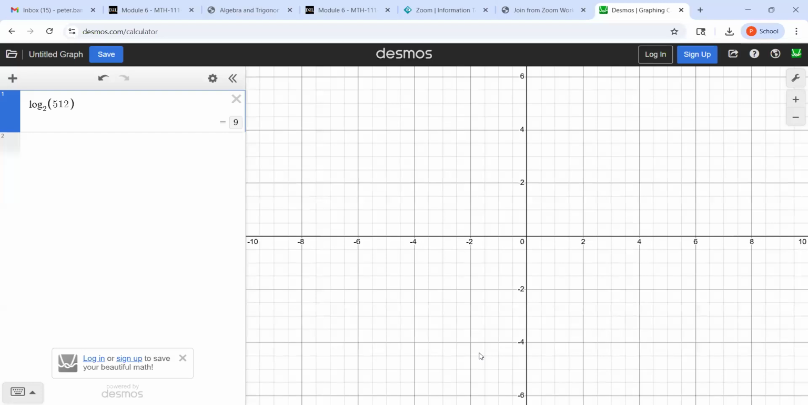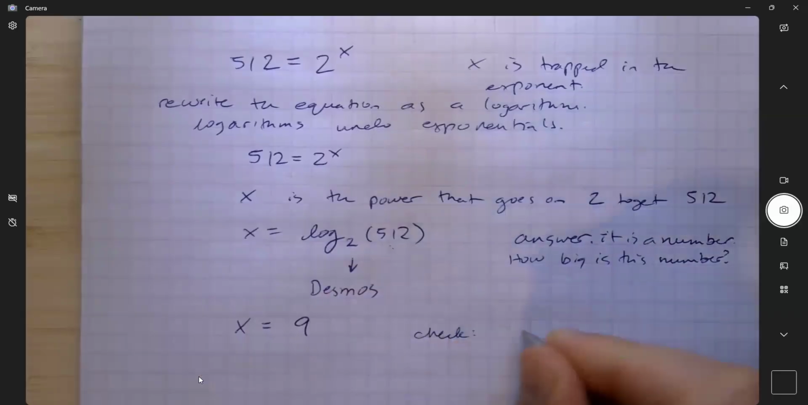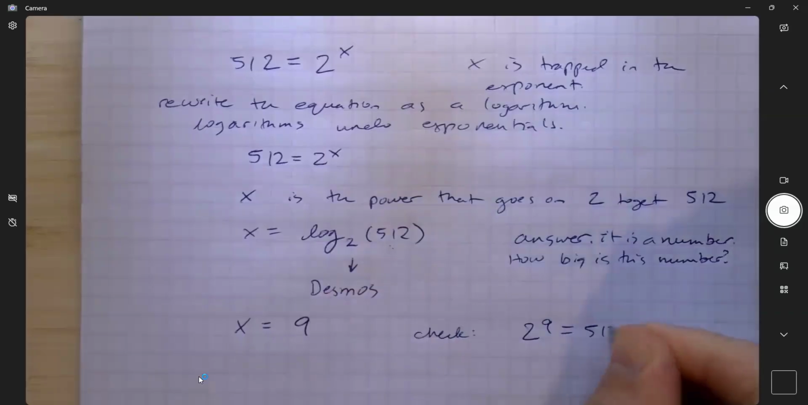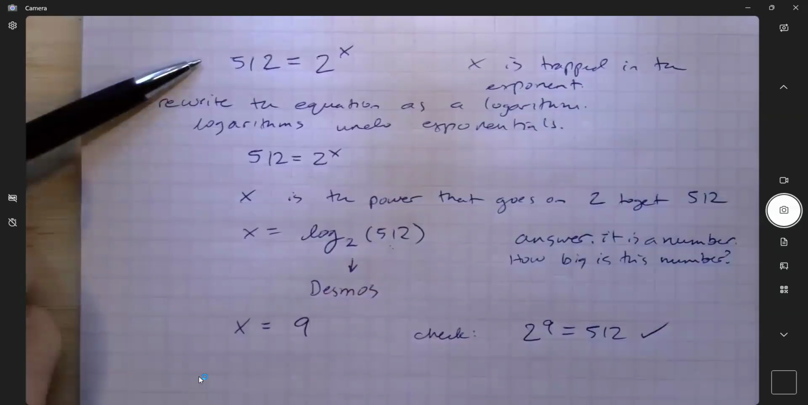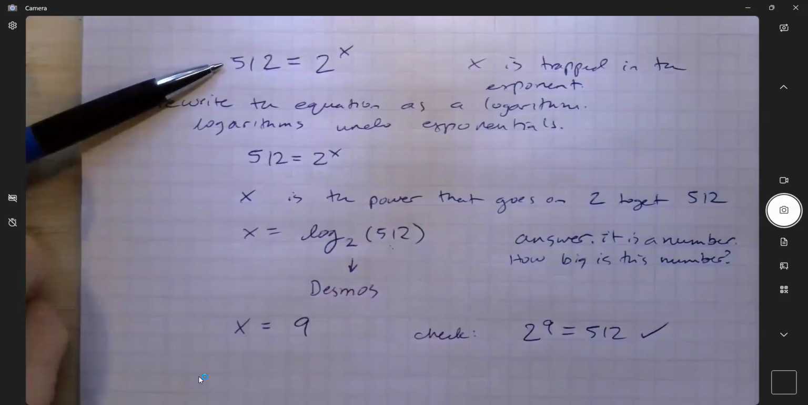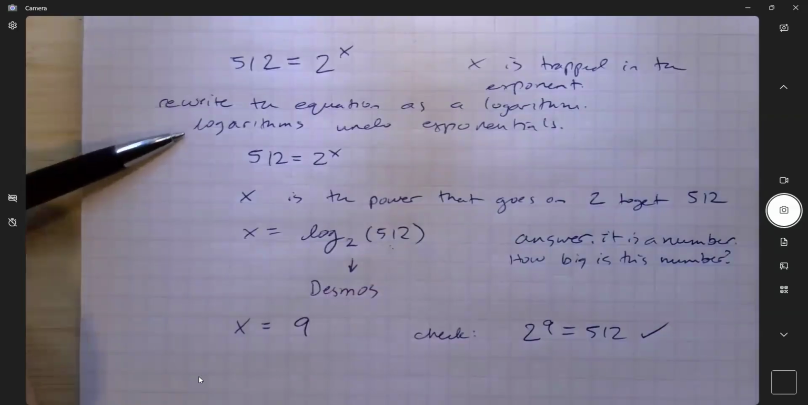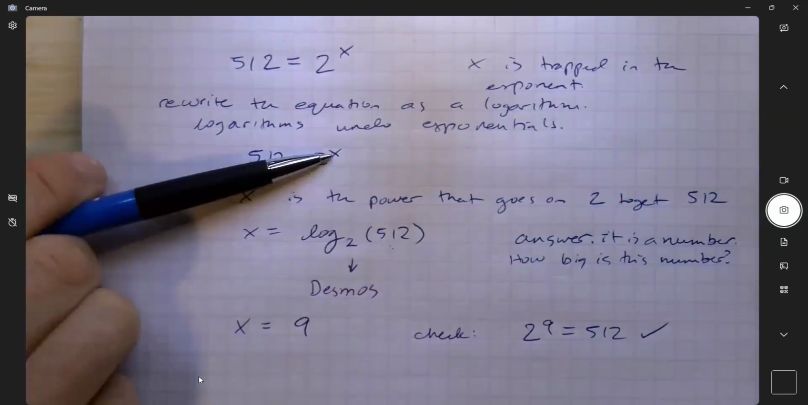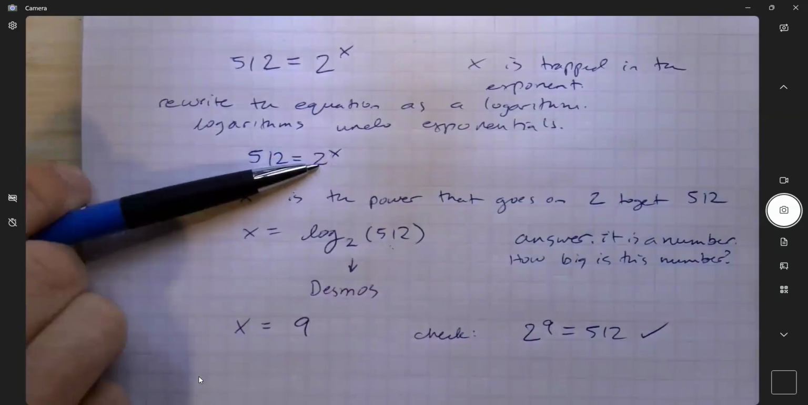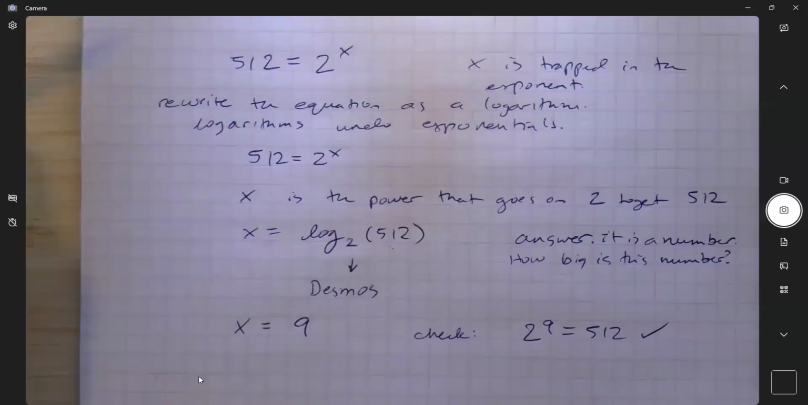And therefore, x equals 9. And I can check 2 to the 9th. Yep, that's 512. So the key is to solve an exponential equation. You rewrite the equation using a logarithm, and you can do it through words. That always works. If you say what the power is that goes on the base to give you the number, then you can rewrite it as a log.